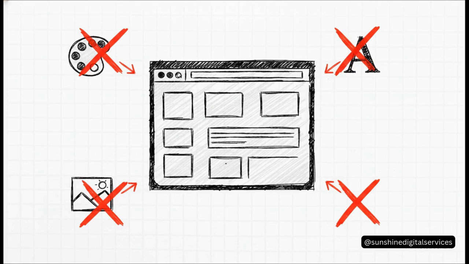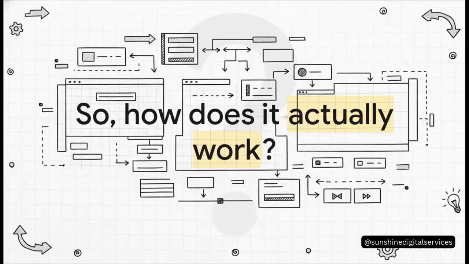By stripping away all the visual stuff, it forces everyone in the room to focus on what actually matters right now. Does this layout make sense? Is the flow from one screen to the next logical? It encourages feedback on the big ideas instead of getting into arguments over what shade of blue a button should be. All right, so how do you actually build one of these things?